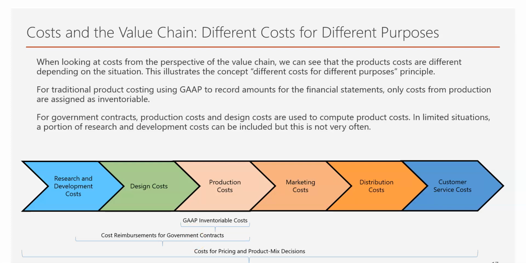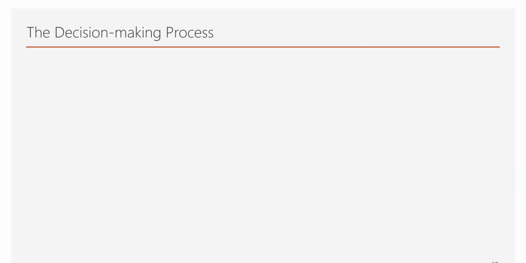Certain purposes such as GAAP, the SEC, financial reporting, I'm only going to use production costs. However, for other types of decision-making processes, it depends on that situation what costs I'm going to include in there. And again, for pricing and product mix decisions, all costs across the value chain should be included.